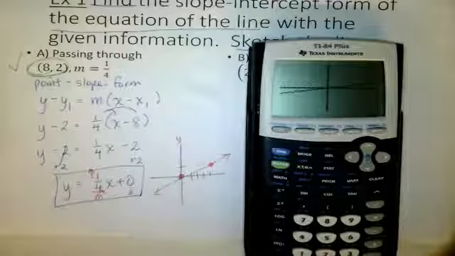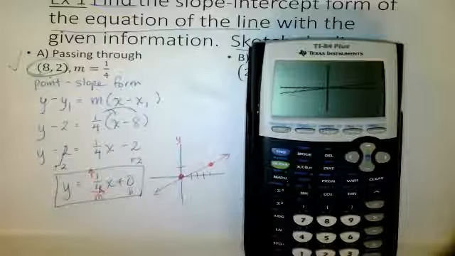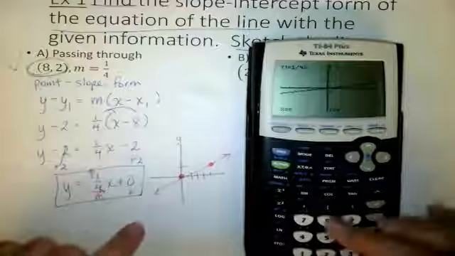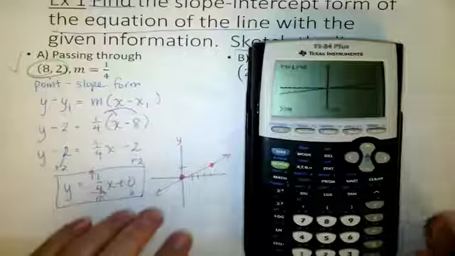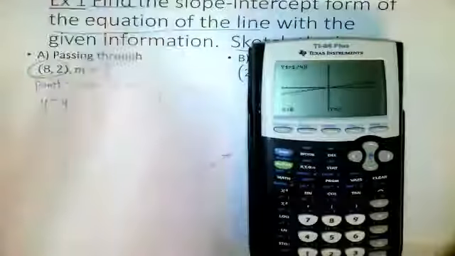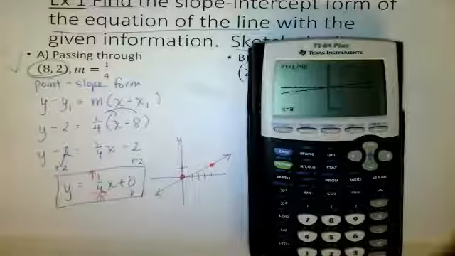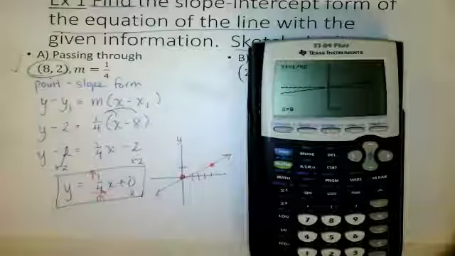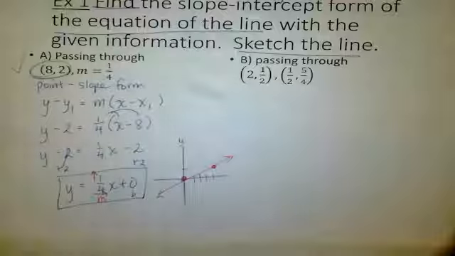Ladies and gentlemen, it is so easy to check an ordered pair. Use trace. Hit x equals 8. And hit enter. And sure enough, it passes through the point 8, 2. So use trace to check your ordered pairs. Always, always, always. That is a really easy thing to do.